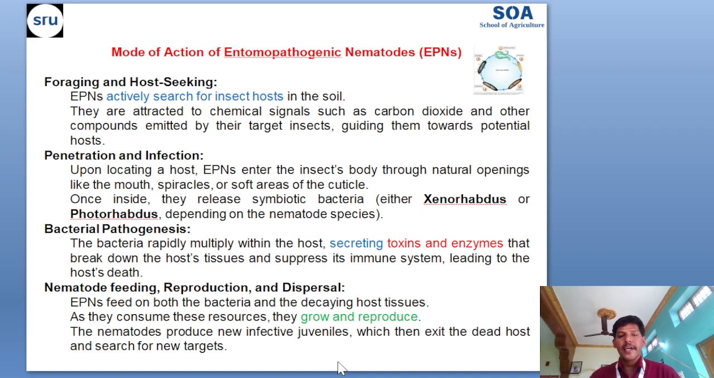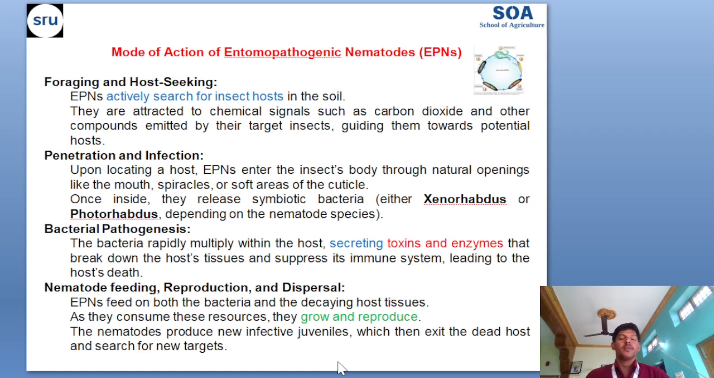See here in detail the mode of action of entomopathogenic nematodes, foraging and host seeking. Entomopathogenic nematodes actively search for the insect host in the soil. They are attracted to chemical signals such as carbon dioxide and other compounds emitted by their target host. These chemicals guide these nematodes towards their potential host.